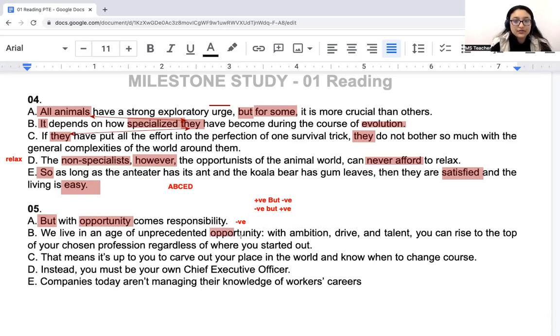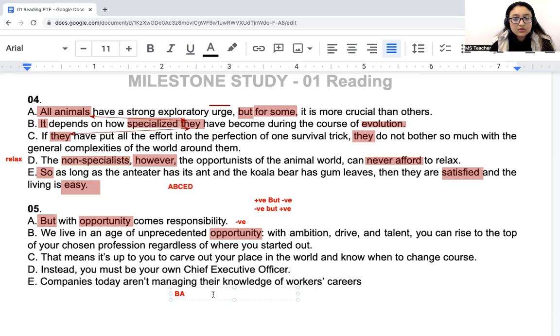Wow. Okay, as you read the word opportunity, your brain should be like, ding, we found that. We live in an age of unprecedented opportunity. So that means we live in a big world where there are a lot of opportunities. With ambition, drive, and talent, you can rise to the top of your chosen profession, regardless of where you started out. So see, that's a positive sentence. Now, even without reading further, you can decide that BA can be a pair and they will come together. Then that means it's up to you to carve out your place in the world and know when to change course. C does not go with B, C does not go with A.